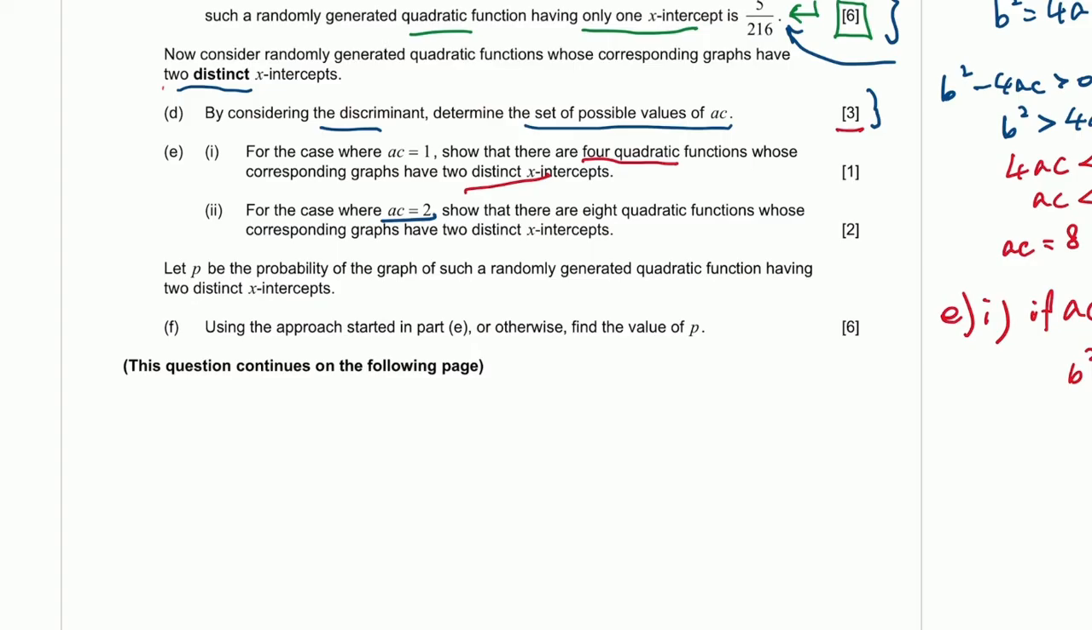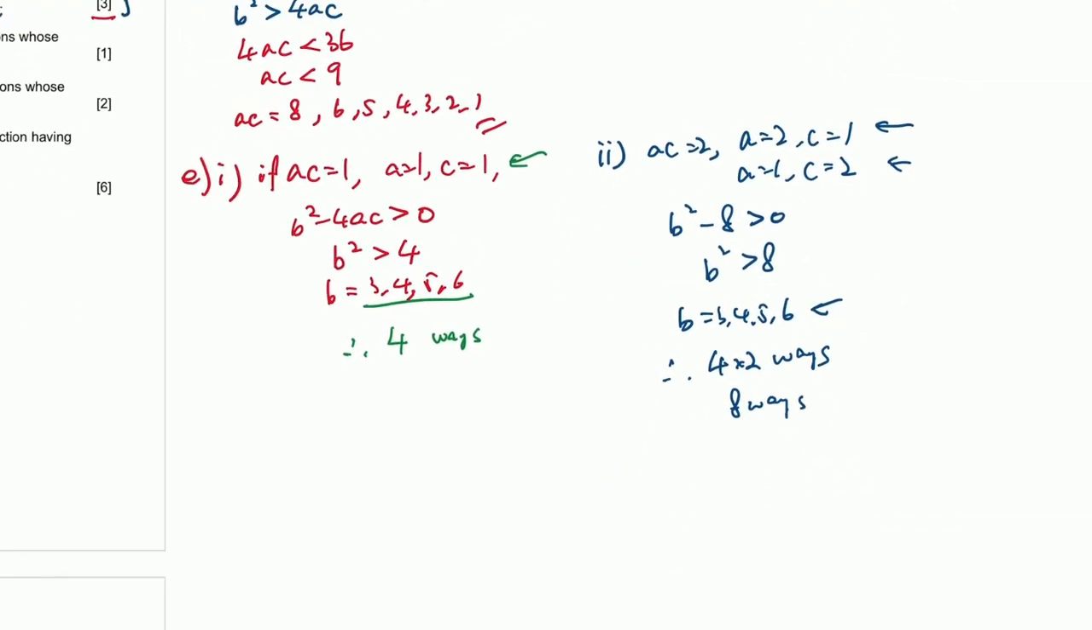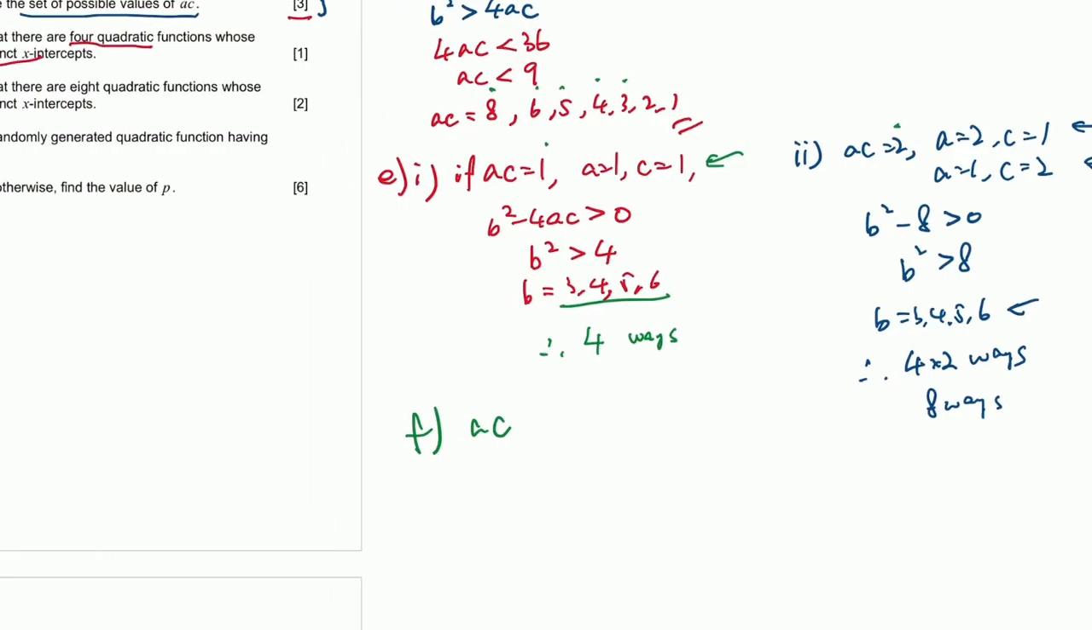Now the question is then, what is the probability that the quadratic function generated this way has 2 distinct x-intercepts? And the hint is, do what you were doing in part E. Well, what were we doing in part E? We're trying to list everything out. Alright, so we'll continue. We have run through AC being 1 and 2. We still have 3, 4, 5, 6, and 8 to go through.